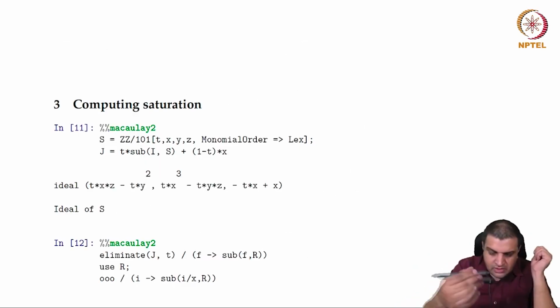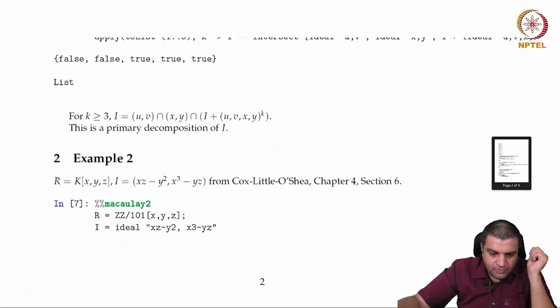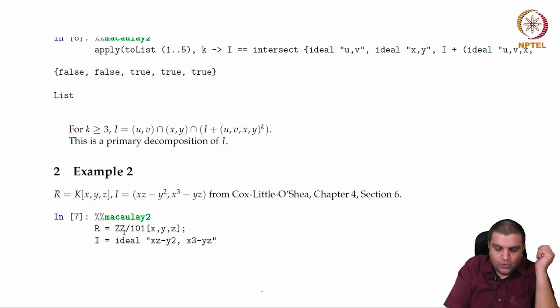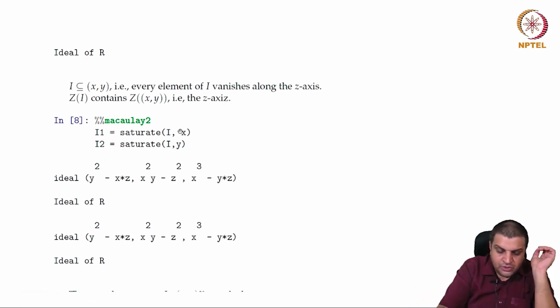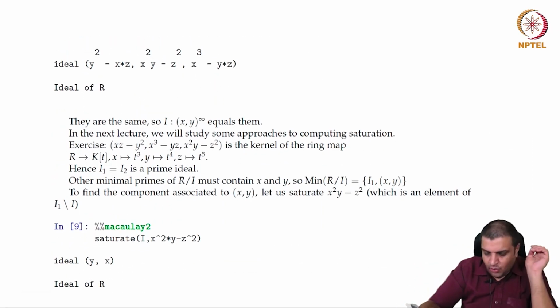Okay, so this is again the same example, the continued example that we saw in the last lecture. R is ZZ adjoint mod 101. So just any field, not very big, so that the computations are faster. X, Y, Z, ideal is xz minus y square and x cube minus yz. Okay, and we would now like to saturate x and saturate y. Okay, so let's see what we just described now. Let's try to do that.